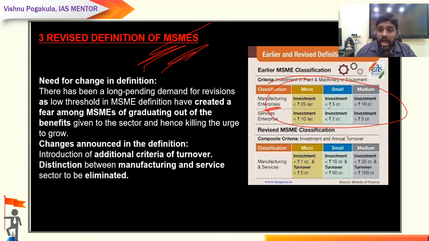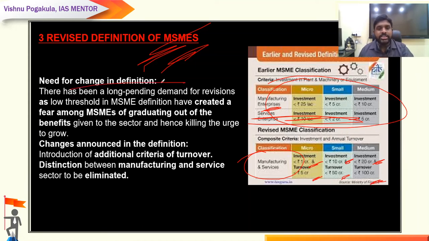If it is small, up to 5 crores, service up to 2 crores. If it is medium, manufacturing up to 10 crores and service up to 5 crores. This is the earlier MSME, whereas the revised one is both together, manufacturing and services. There is no demarcation, there is no difference. Investment up to 1 crore and turnover up to 5 crore. Investment up to 10 crore, turnover up to 50 crore. Investment up to 20 crore and turnover up to 100 crore.